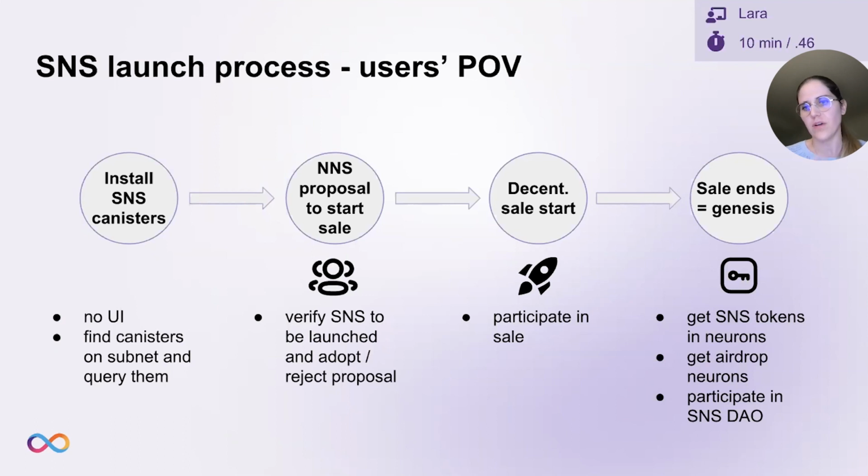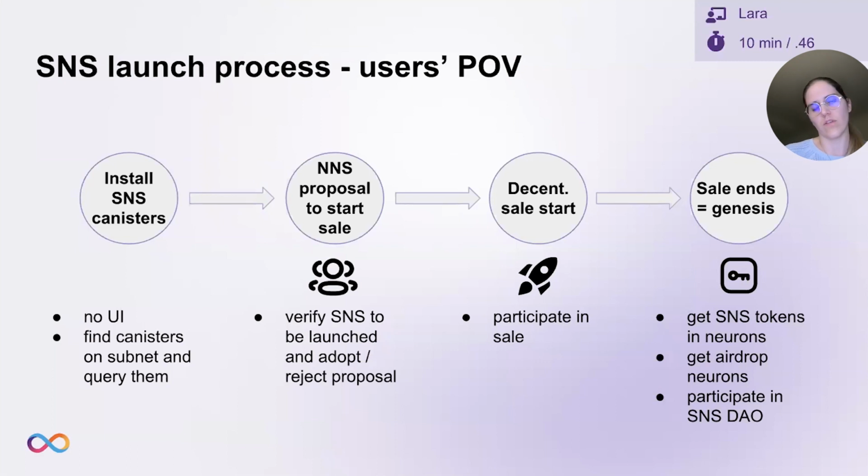And in the very last step, everyone who did participate in the sale will get some SNS tokens in neurons. And this is also the moment where these airdrop neurons will be received that Jan already mentioned. And everyone is then, by having these neurons, a participant of the SNS DAO and can henceforth decide what happens to the debt that is assigned to this SNS. So I hope, I know this was quick, but I hope this was a useful recap of what an SNS launch goes through.